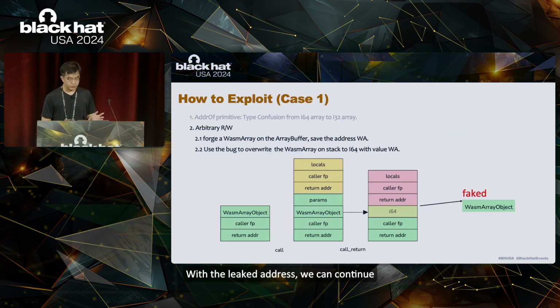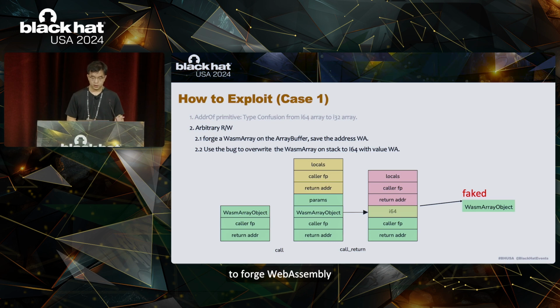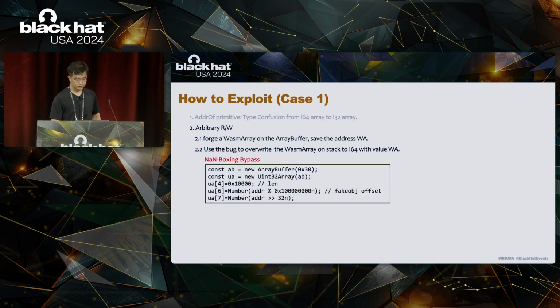With the leaked address, we can continue to forge a WebAssembly array on the array buffer by using the vulnerability to replace a legal WebAssembly array with an int value, targeting a fake WebAssembly array address, where every field is under control, so arbitrary read and write can be easily achieved. Please note that we have to use some special structure to bypass the non-box strategy of SpiderMonkey.